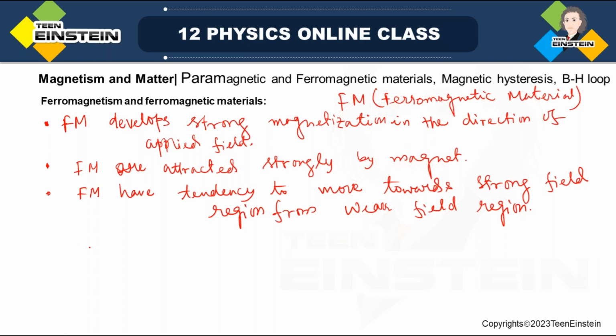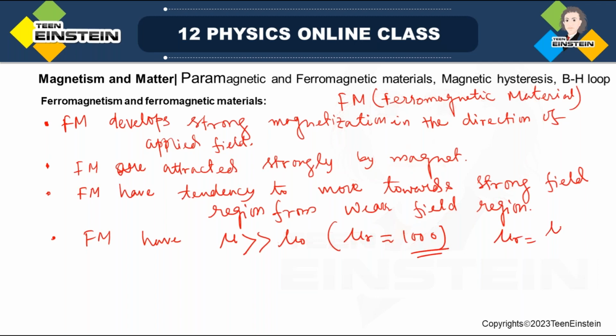FM materials have permeability much greater than mu naught. They have relative permeability as high as, in the case of iron, something like 1000. What is relative permeability? Relative permeability is mu by mu naught. So ferromagnetic materials have large permeability.